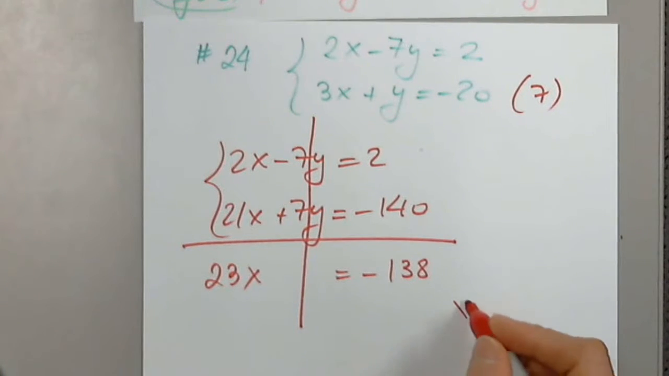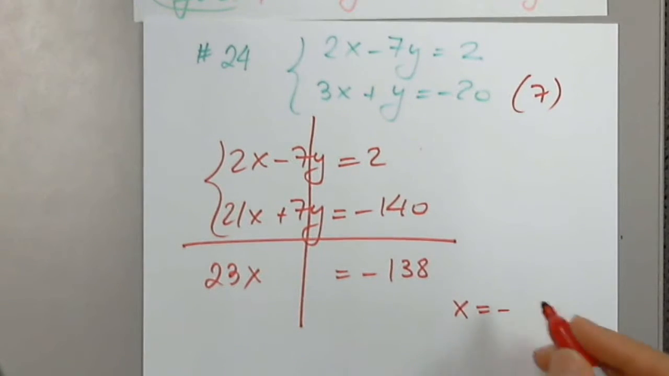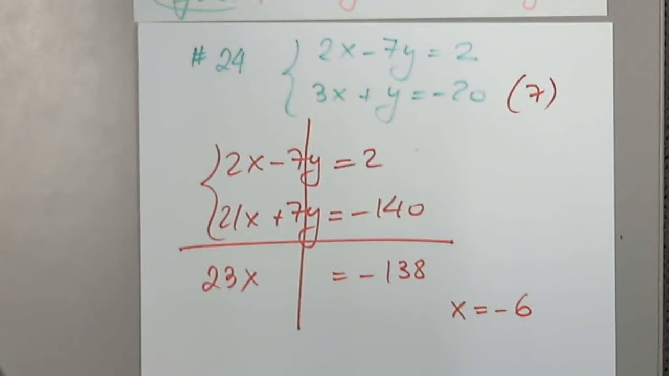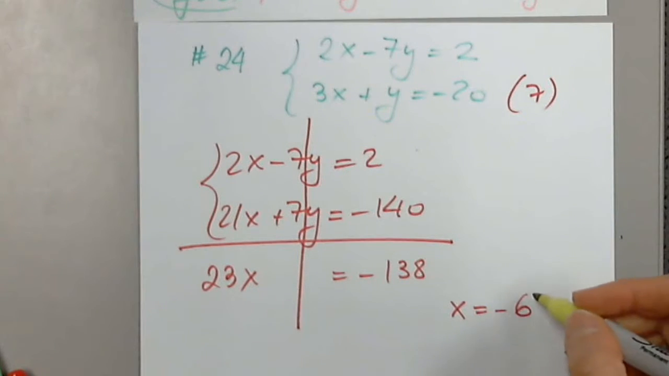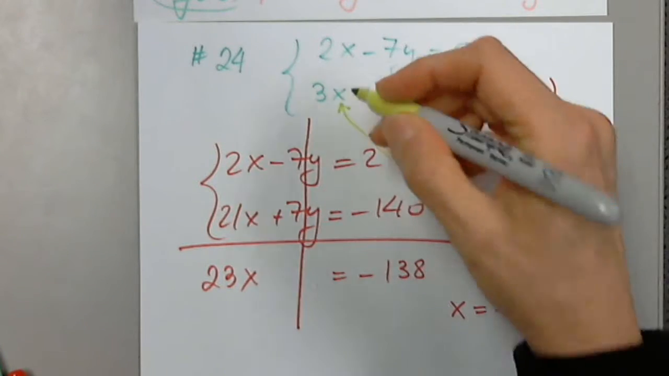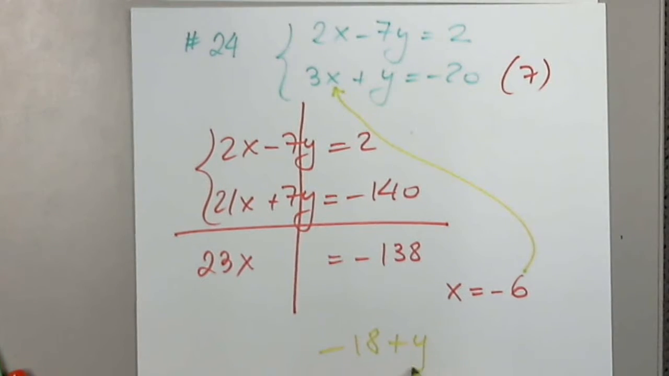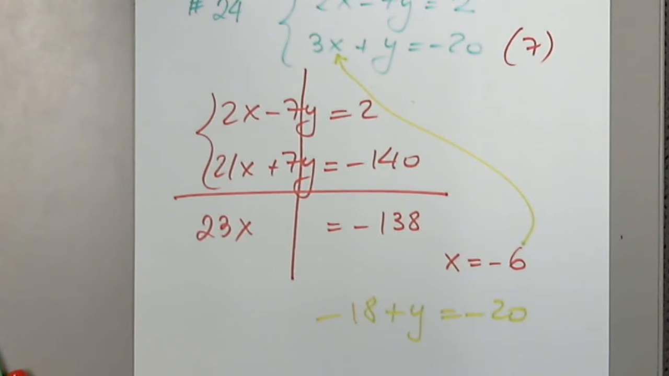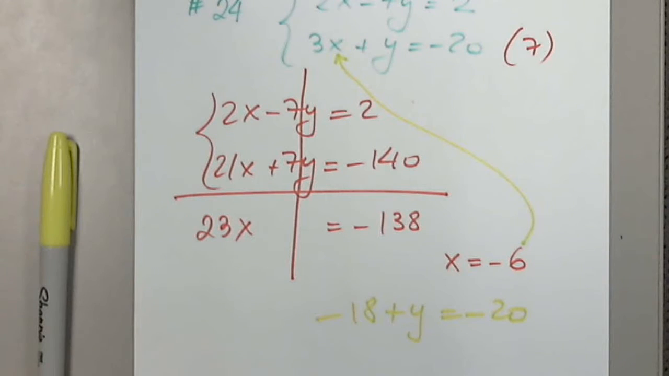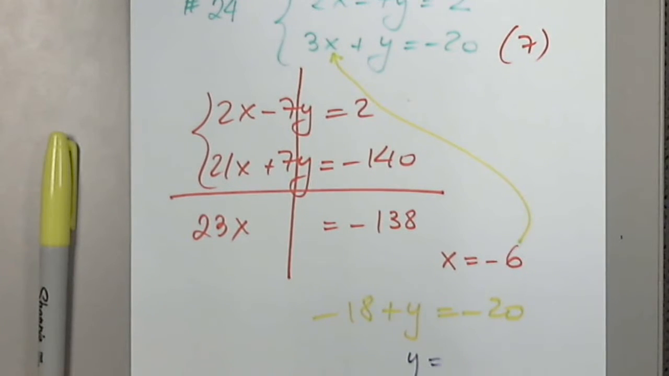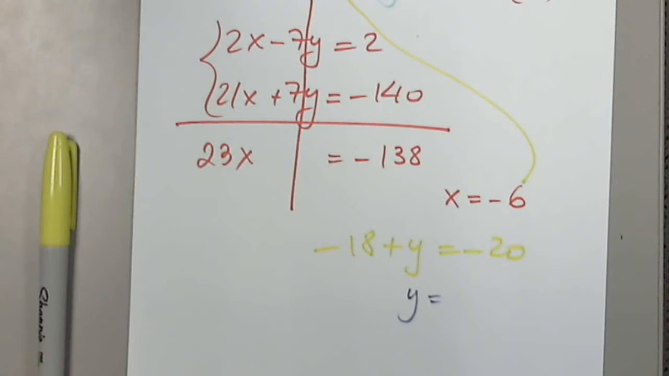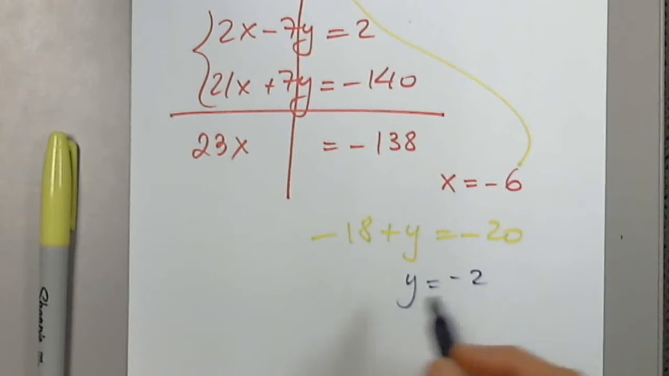When I divide both sides by 23, I get that x equals negative 6. So I have x equals negative 6. So I go back anywhere you want, it doesn't matter. Let's say I go back here with negative 18 plus y equals negative 20. So what should y equal to? Negative 2. Very good, because I'm adding 18 to both sides, so this is y equals negative 2.